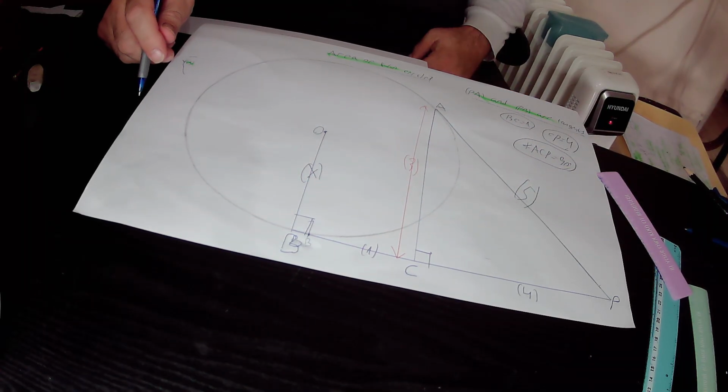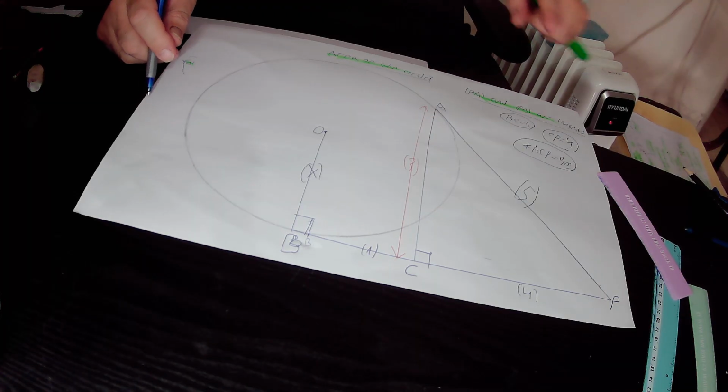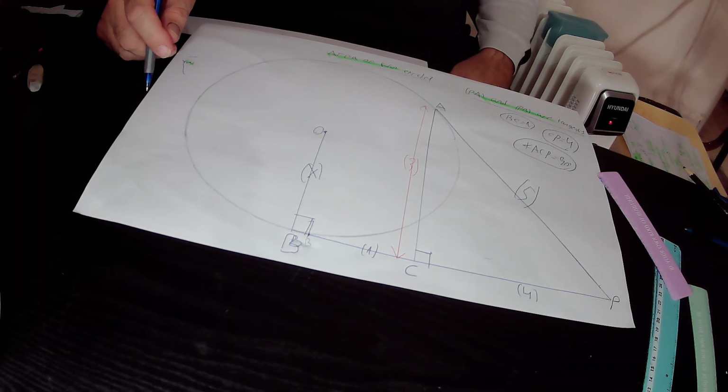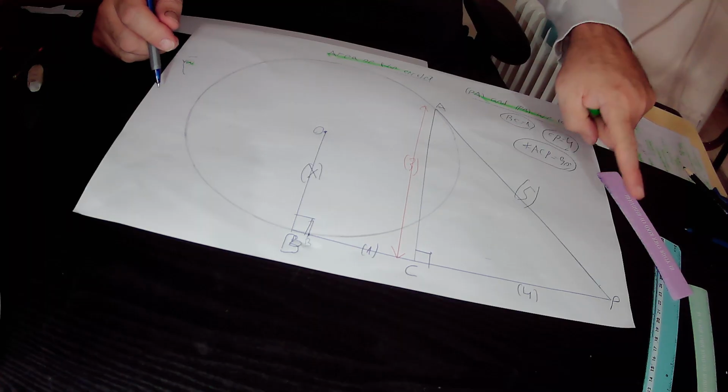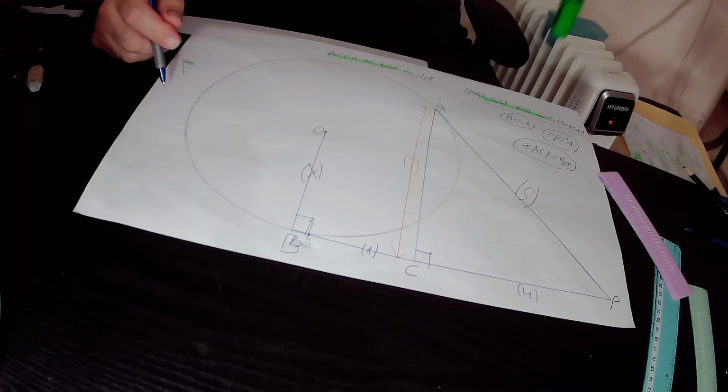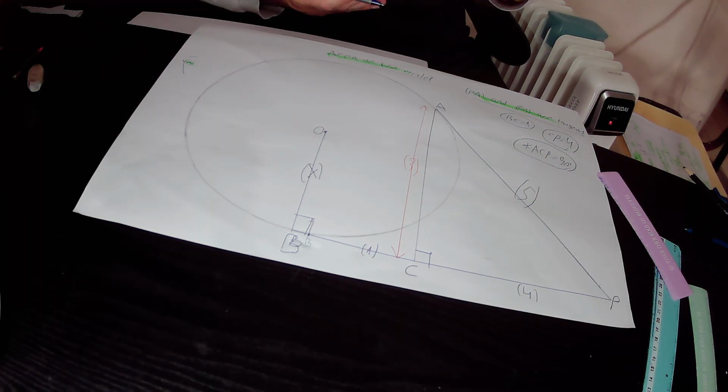In the next step, PB is a tangent to this circle. So PB is a tangent, it is absolutely a straight line. So if you focus on the upper side of the straight line PBC, here the sum of the angles must be equal to 180 degrees according to rule 3.